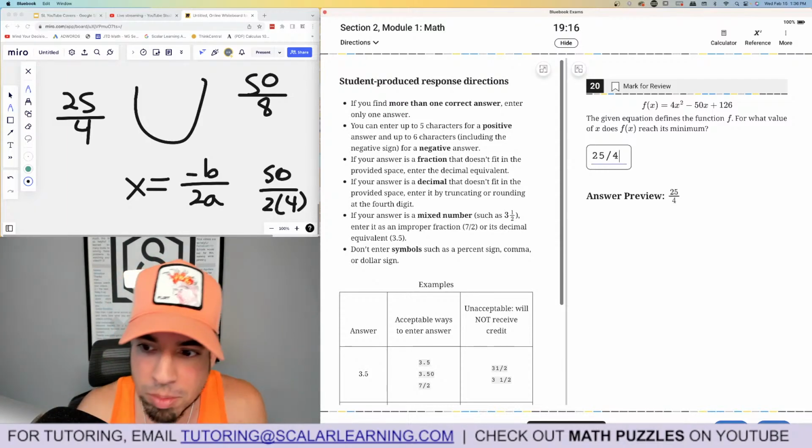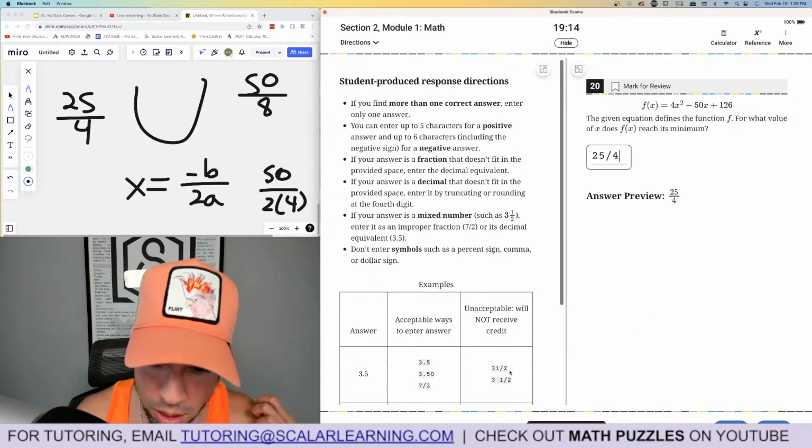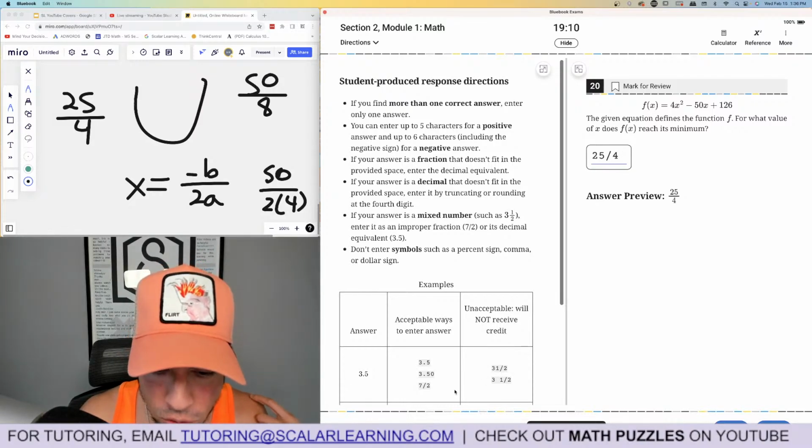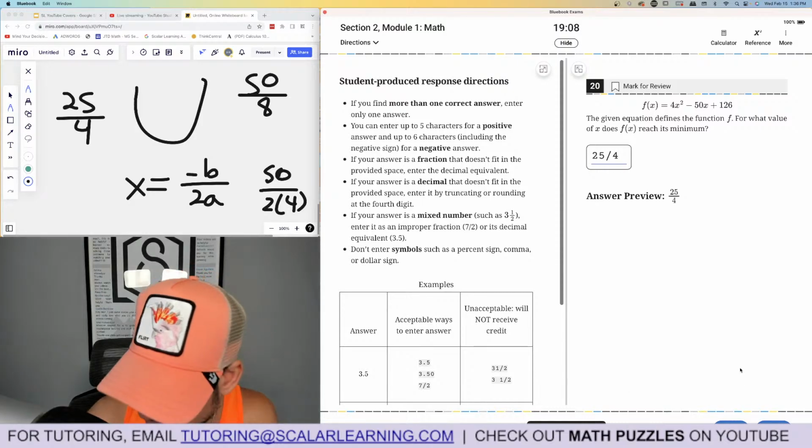That should be acceptable, because it does say, wait, what? Oh, for 3.5. Because, yeah, you can enter an improper fraction. I was like, that's what I thought.